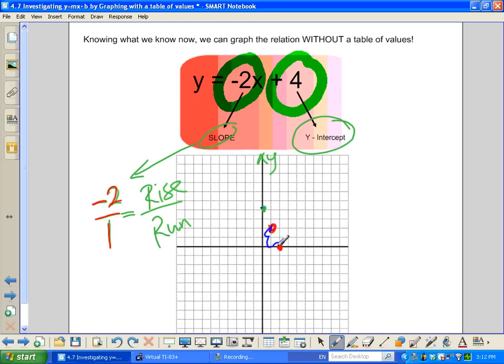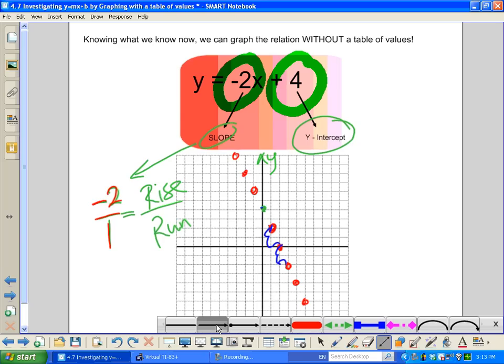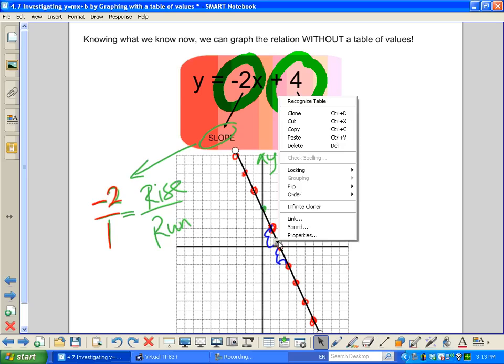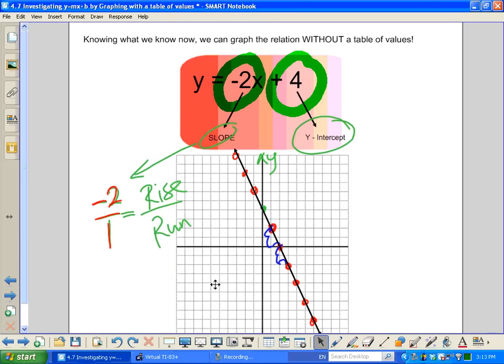There's another point right there. Let's continue counting down 2 and over 1. There's another point right there. You can keep doing this in the same fashion and get these points that create this nice straight line. You can do it in the opposite direction as well, up 2 and left 1, so 2 over -1, which is the same thing. We plot those points, take out a ruler, draw our line, make sure the line has arrows on both ends, and away we go. So knowing what we know now, we can graph a relation without a table of values.